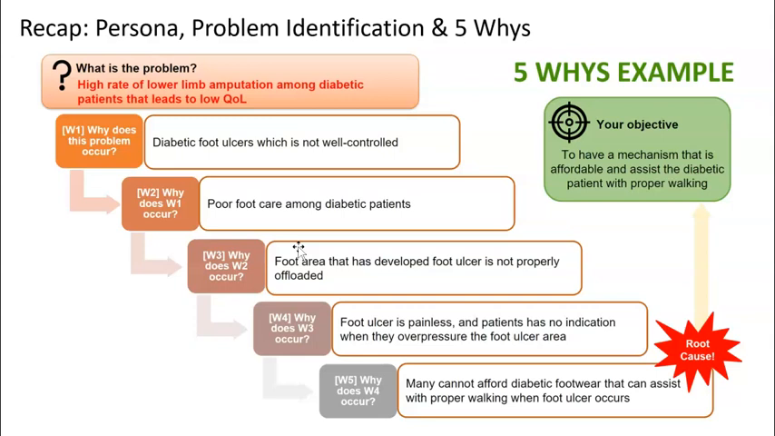Next, why does W2 occur? Because foot area that has developed foot ulcer is not properly offloaded. And then ask yourself again, foot ulcers is painless and patient has no indication when they overpressure the foot ulcer area. And finally, many cannot afford diabetic footwear that can assist with proper walking when foot ulcer occurs. So you have finally come to the root cause of the problem. So from there, you can provide a solution, which is to have a mechanism that is affordable and assist the diabetic patient with proper walking.